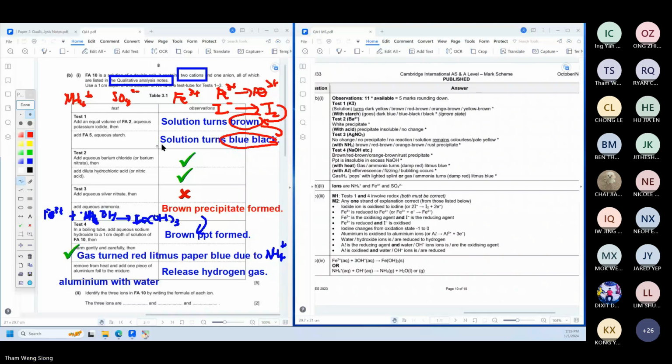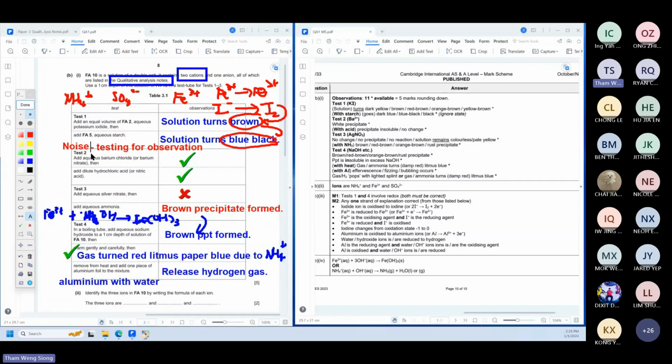Frankly, this one does not tell you much about the ions inside. It only tells you that one of the ions is actually an oxidizing agent. That's all it tells you. So this one is what I like to call noise. As in, if you are trying to figure out the ions from here, gone case. This one is noise because they are testing for observation.